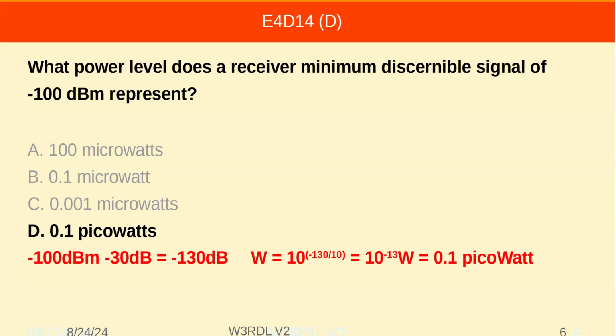So now that we have it in watts, we have to find out the watts. You do the old anti-log bit, 10 to the power of the dB divided by 10, because when we do the dB formula, we multiply by 10 times the log, so we have to divide by 10. You remember that, right? And it comes out to 10 to the minus 13, and everybody knows that's 0.1 picowatt.